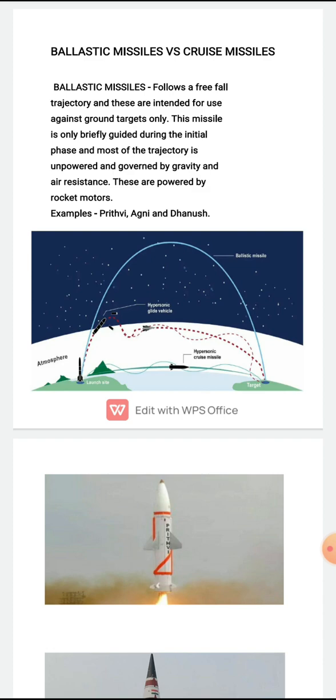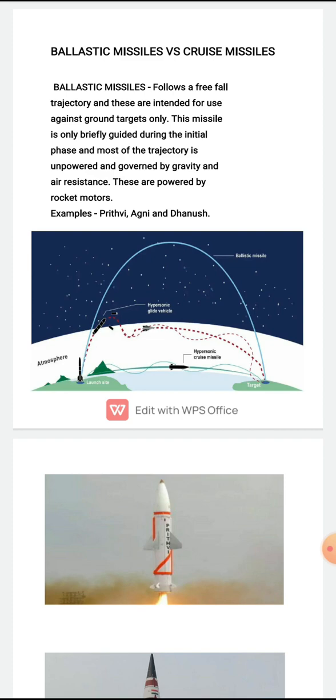So this is the ballistic trajectory or free fall trajectory, and a ballistic missile follows a parabolic path. These are intended for use against ground targets only. So generally it hits targets which are on the ground. This missile is only briefly guided during the initial phase, and most of the trajectory is unpowered and governed by gravity and air resistance. So gentlemen, once the target is set in the ballistic missile, it cannot be changed.